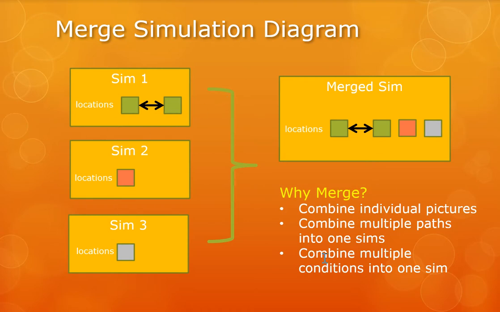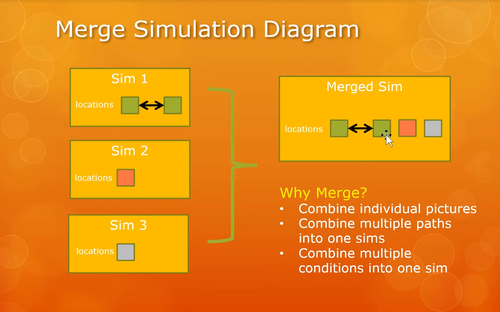And then the last important reason to merge would be to combine multiple conditions into one sim. Maybe sim 1 is your arrival condition, sim 2 is your fire extension, and sim 3 is your knockdown. But you want to be able to move a user between these simulations. Well, you can't do that if they're separate sims. So you combine them into a merged simulation, and then you can move your users to whichever location or locations are appropriate for that condition. In a moment we're going to see how to merge the simulations.